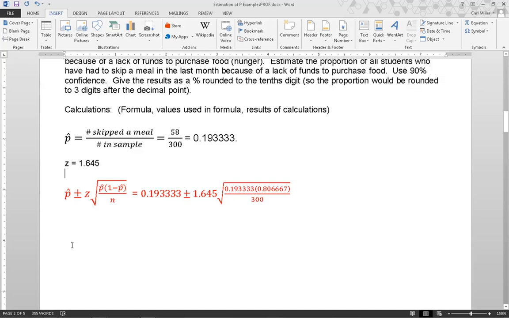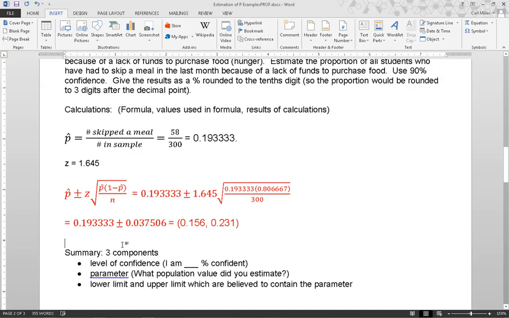Then the formula, I'm going to plug my values in. So P hat was 0.193333 plus or minus the z-score, 1.645 times the square root of that P hat value, 0.193333, times 1 minus that, or 0.806667, divided by the sample size of 300. Calculate that out, and you should get 0.156 for the lower limit and 0.231 for the upper limit.